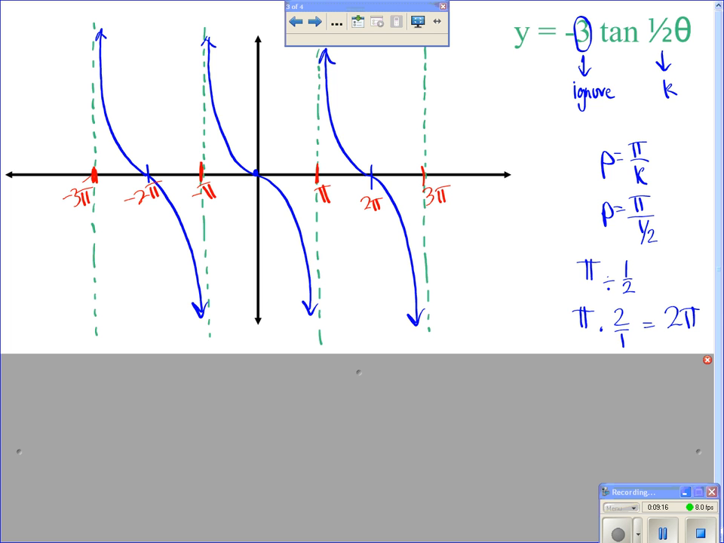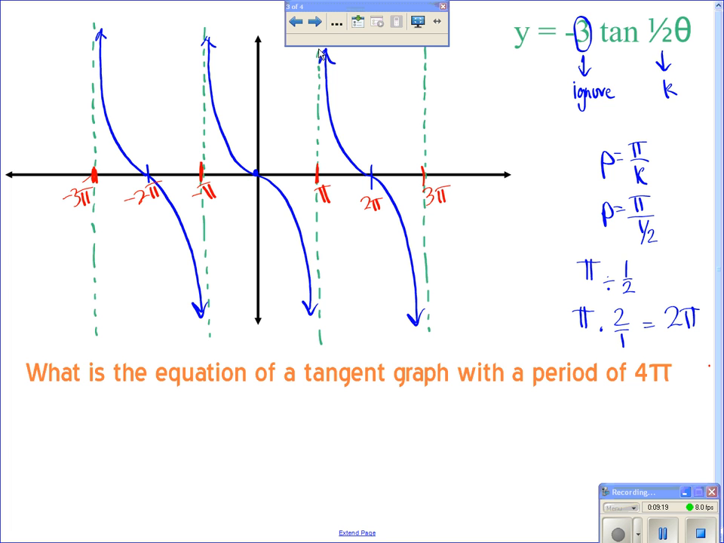All right, so let's try coming up with this. The equation of the tangent graph, we have the period of 4 pi. So we have our equation, period equals pi over k. 4 pi goes where? Yep. So we've got 4 pi equals pi over k. How do we solve for k? Multiply by k. Now we have 4 pi k equals pi.